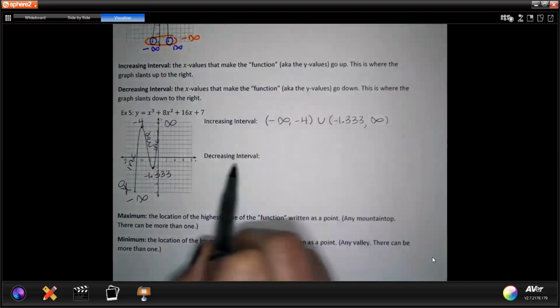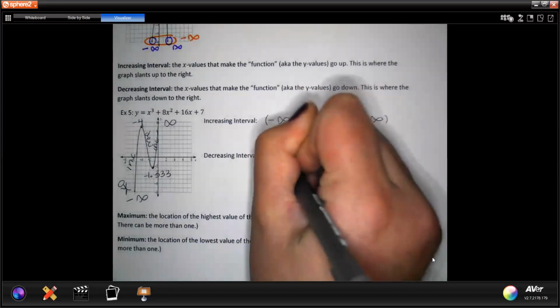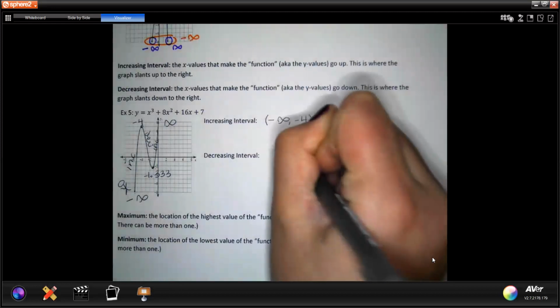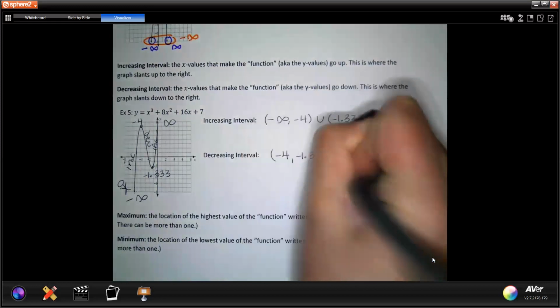All right. The decreasing interval is, so here's the word decreasing. The decreasing interval is in between these two numbers. So the decreasing interval is between -4 and -1.333.